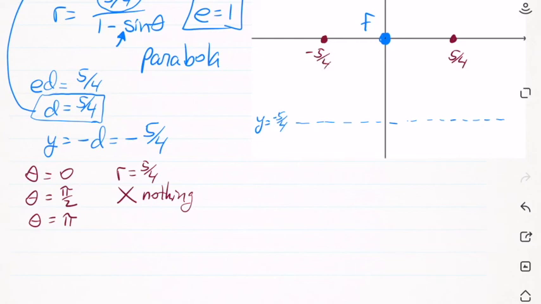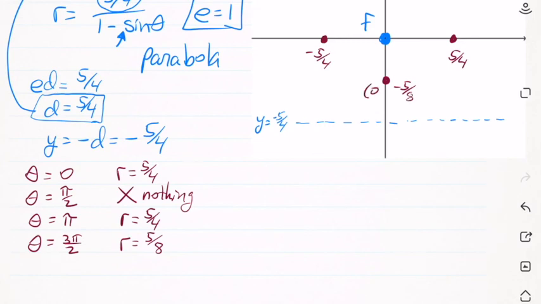So these are x-coordinates that I'm plotting here. All right. So r is still equal to 5/4, but that is not a positive x value because pi is pointing to the left. So theta is equal to 3 pi over 2. When theta is equal to 3 pi over 2, then sine of 3 pi over 2 is negative 1, and that becomes 5/8. So r is equal to 5/8. So we're going to get this point here at y equals negative 5/8.